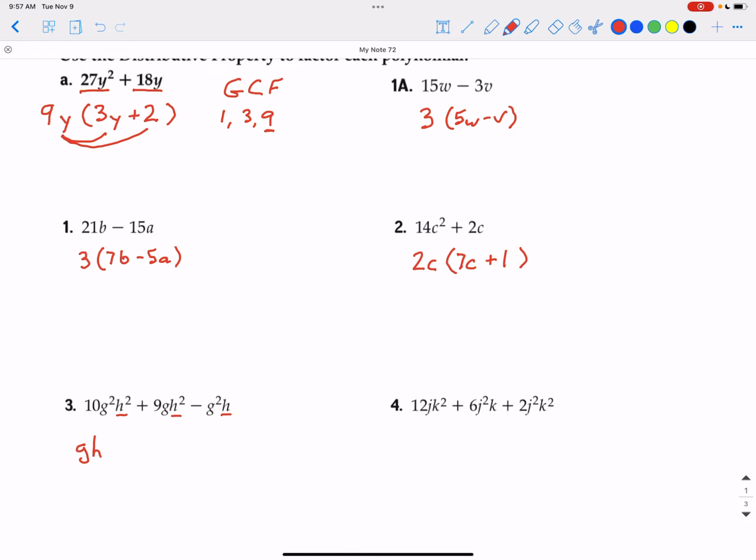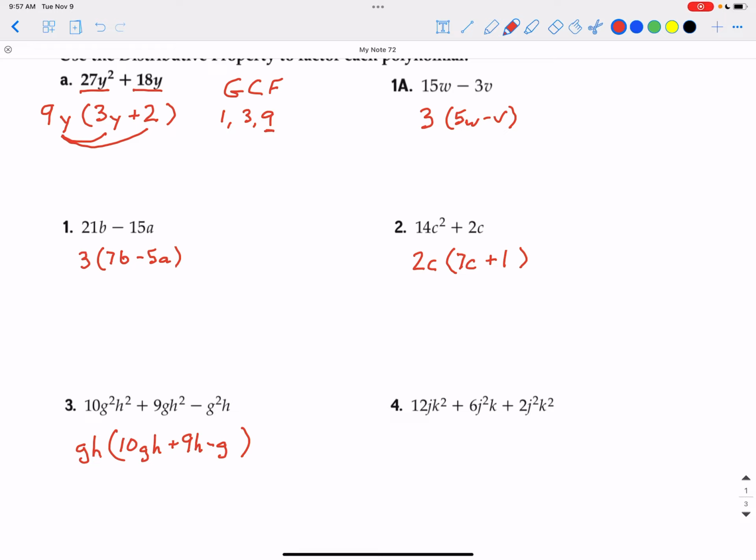Then we divide to see what's left over inside of parentheses. 10g squared h squared divided by gh would be 10. G squared divided by g is g. H squared divided by h is h. Plus 9. G divided by g, they cancel. G divided by g is just 1. H squared divided by h is just h. Minus, and then g squared divided by g is g. H divided by h is going to be 1, so they cancel each other out. So that is factored correctly.